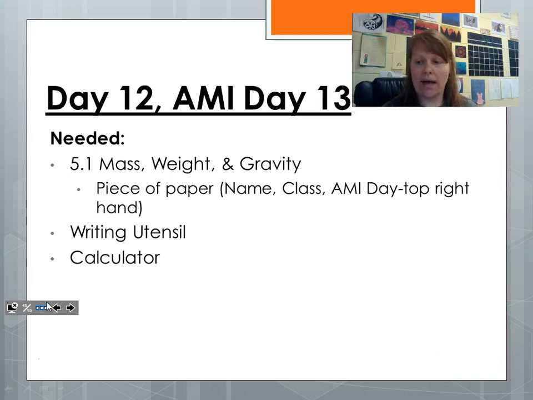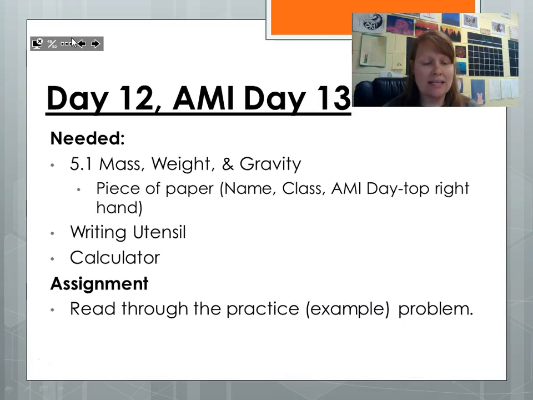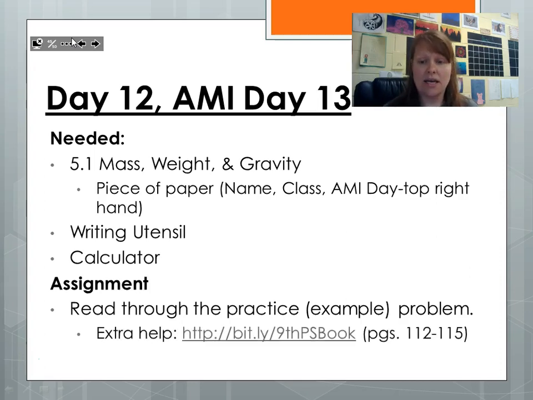And then what your assignment is for today is to read through the practice example problems where it talks about mass, weight, and gravity. There are 2 examples that we will work together. And if you need extra help, you can go to the physical science book, read pages 112 through 115. And then your assignment today is complete 1 through 4, all of 1 through 4. I know they have sub numbers below them. You also need to complete those.